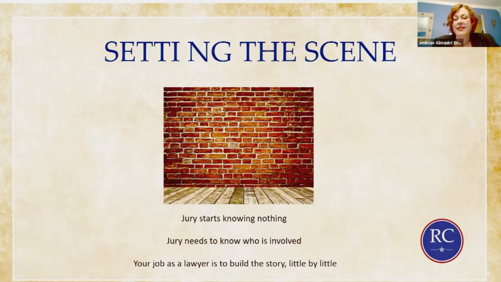So how do you set the scene? Trying a case is very similar to building a brick wall. You need to start little by little, brick by brick. The jury at the beginning knows nothing about the characters, knows nothing about the events.